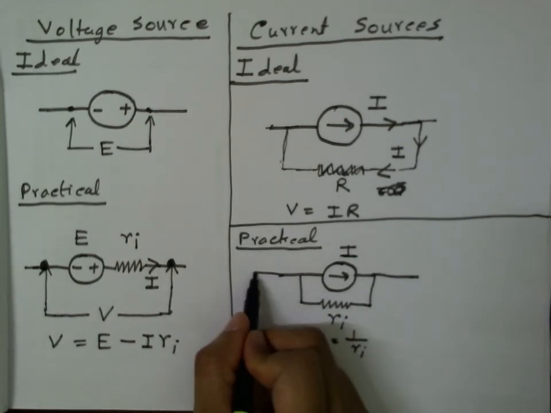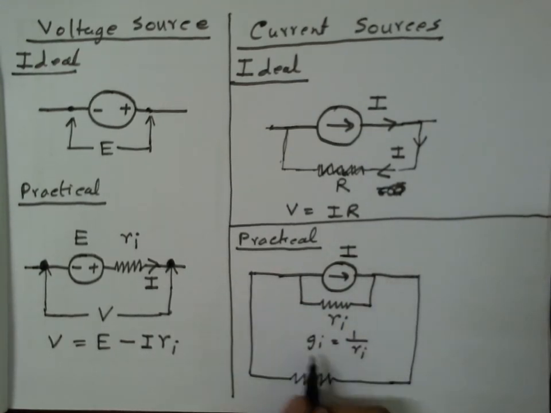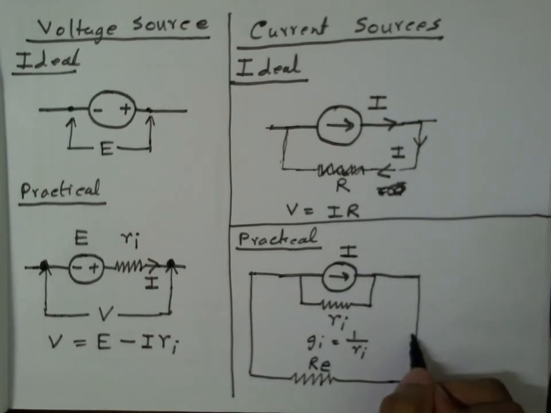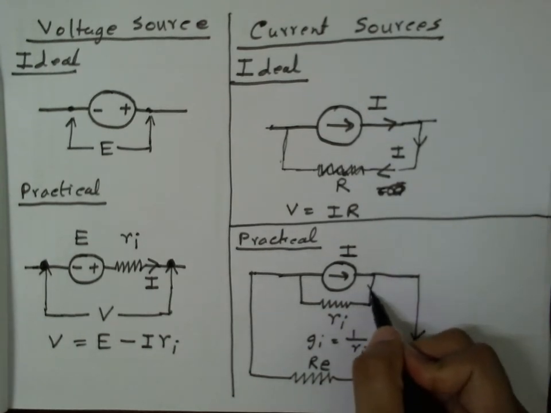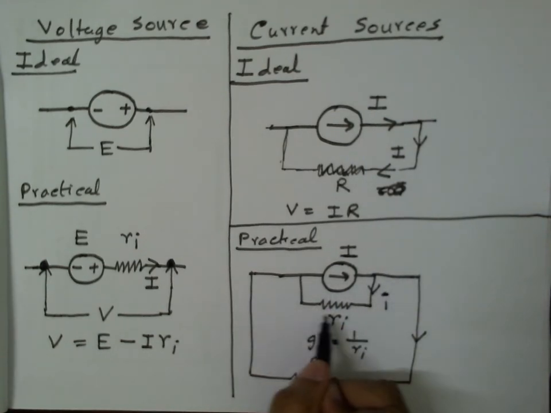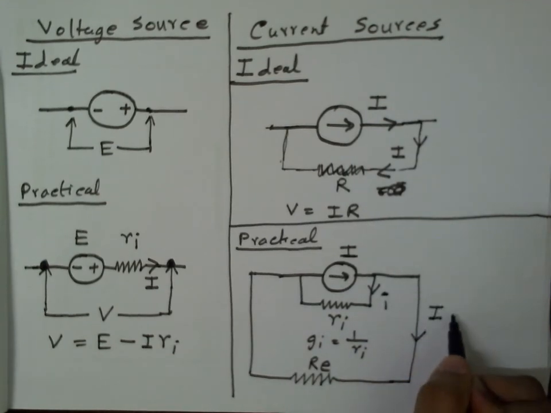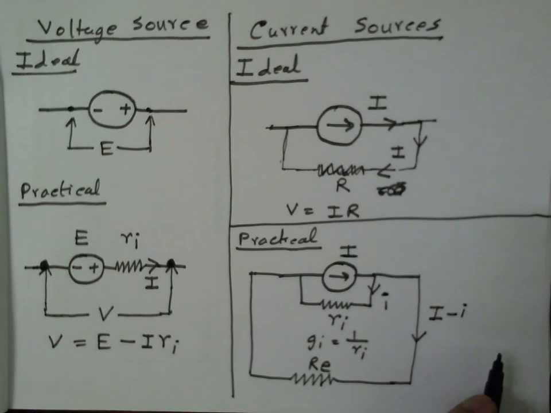Now what will happen if I connect some external resistance or external circuit Re? The current through the external circuit will not be equal to I, it will be less than I, because a part of the current flows internally through this internal resistance. So therefore this current will be less than I and will be equal to I minus the internal current.